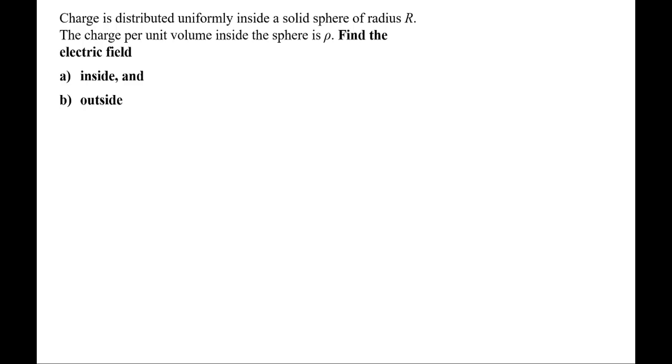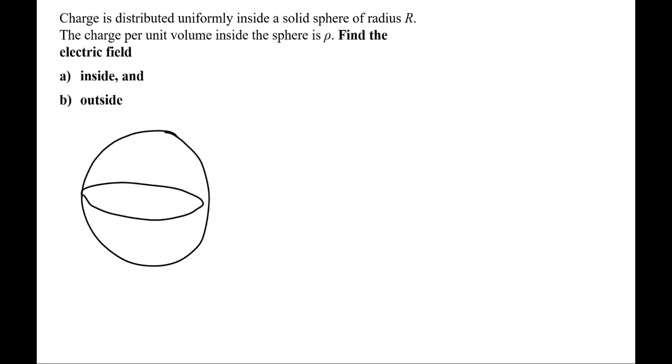Let's begin by drawing a sketch of this solid sphere. We have a sphere that is full of charge. This sphere has a radius of r. It has a uniform charge density of ρ, and that means that charge is uniformly distributed throughout the volume of the sphere. Our goal is to find the electric field both inside the sphere and outside the sphere.